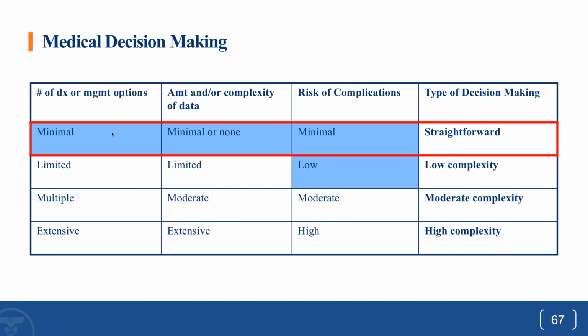So they said it's low. And you could have done it too by the diagnoses. Remember, there was one diagnosis, which would give you a straightforward medical decision making. See how we did that? Okay.